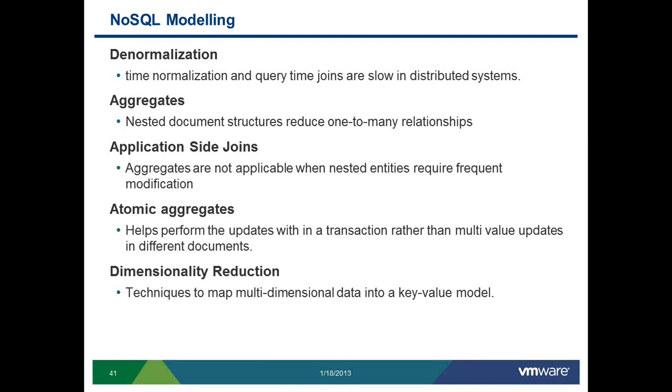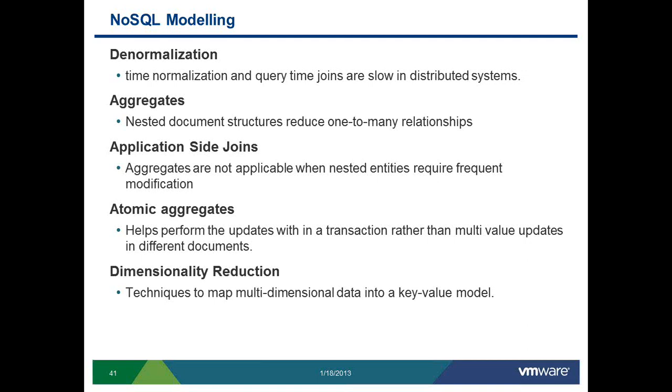And then atomic aggregates. Here the idea is that we are trying to introduce some kind of atomicity when modifying a particular set of documents. So we create an aggregated or nested document structure, so that we can avoid multi-value updates in multiple documents, and only focus on a single update on the single nested document. So it will be one transaction, and we can achieve the atomicity accordingly.